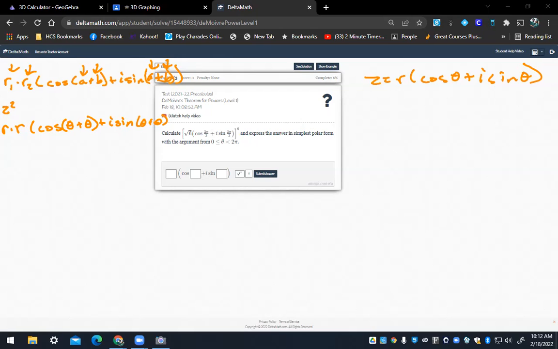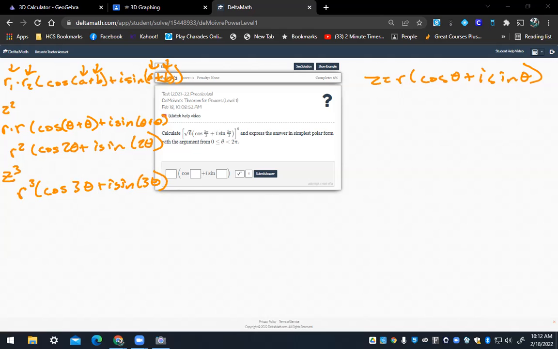So then what DeMoivre said was, this is basically R squared times cosine of 2 theta plus I sine of 2 theta. But then he said, what if I want to take this complex number and cube it? He found that this will be R cubed times cosine of 3 theta plus I sine of 3 theta. So there was a pattern that emerged.